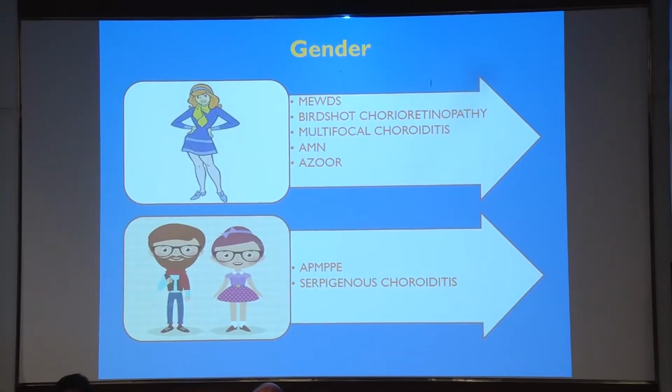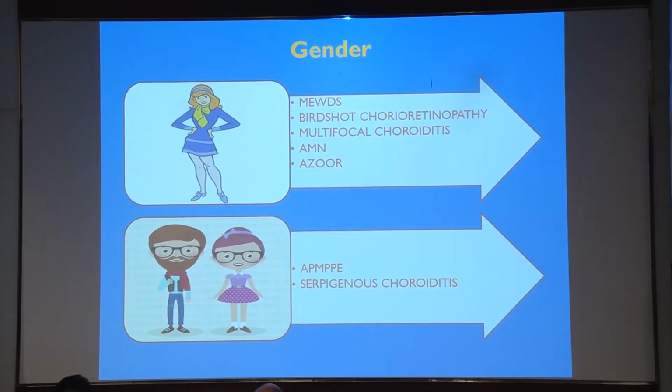Coming to gender: MEWDS, birdshot chorioretinopathy and multifocal choroiditis mainly affect females, young females. But APMPPE and serpiginous choroiditis don't have any gender preponderance. They can affect both males and females equally.